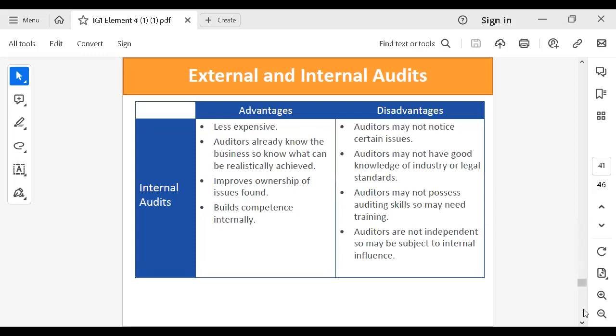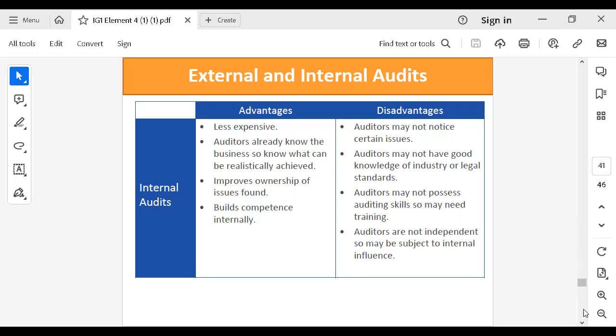Advantages of internal audits: this is less expensive. Auditors already know the business, so know what can be realistically achieved. It improves ownership of issues found and builds competence internally.